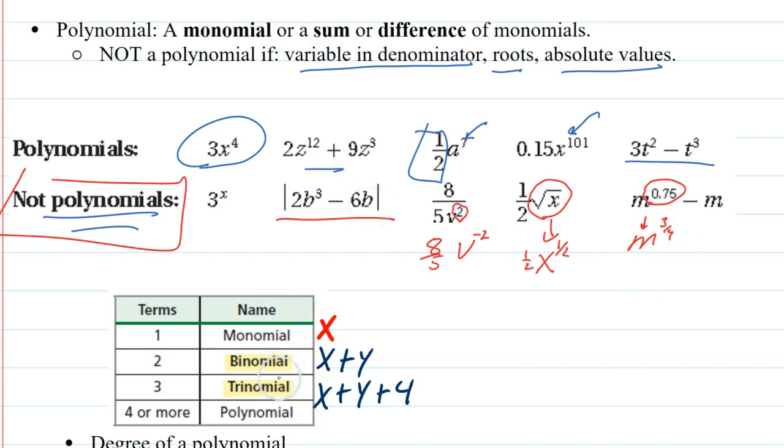You'll need to know the names of the different polynomials. We already covered one term, that's a monomial. If there's two terms, we call it a binomial; a bicycle has 2 wheels, a binomial has 2 terms. A trinomial, just like a tricycle, has 3 wheels. A trinomial has 3 terms. If it has 4 or more terms, we simply call it a polynomial, meaning many.